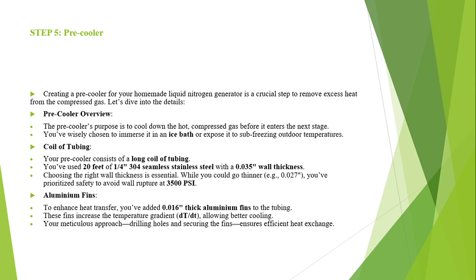Coil of tubing. Your pre-cooler consists of a long coil of tubing. You have used 20 feet of 1/4 inch stainless steel with a 0.035 wall thickness. Aluminium fins: to enhance heat transfer, you add 0.016 thickness aluminium fins to the tubing. These fins increase the temperature gradient, allowing better cooling. Using soldering or brazing approaches, drilling holes and securing the fins ensures efficient heat exchange.